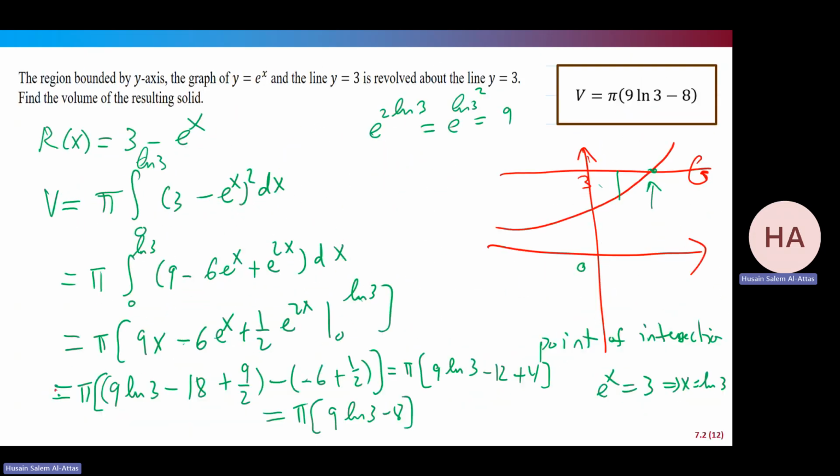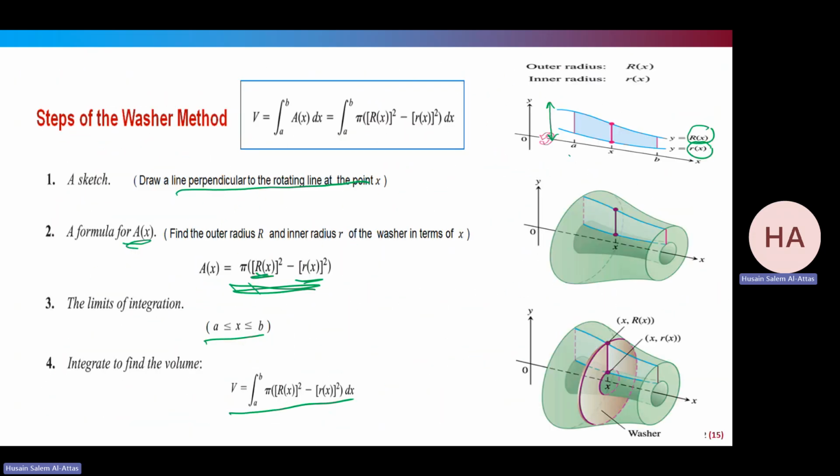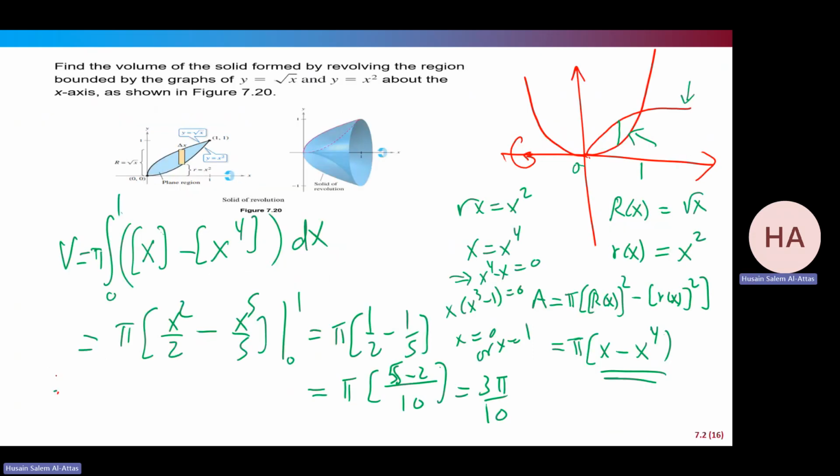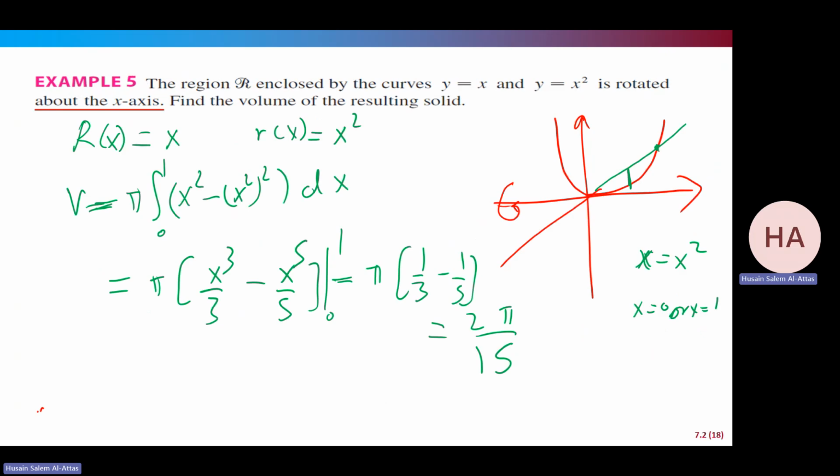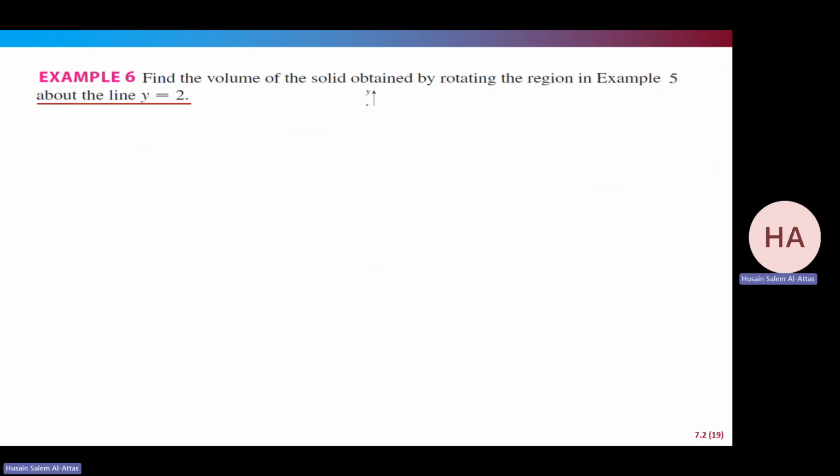And then we talk about the washer method. Then we reach the washer method. This is called the washer method, where I have this line, I have outer radius and inner radius. And I think we did these two, for these three problems. Let me continue. Now let me go to this problem.